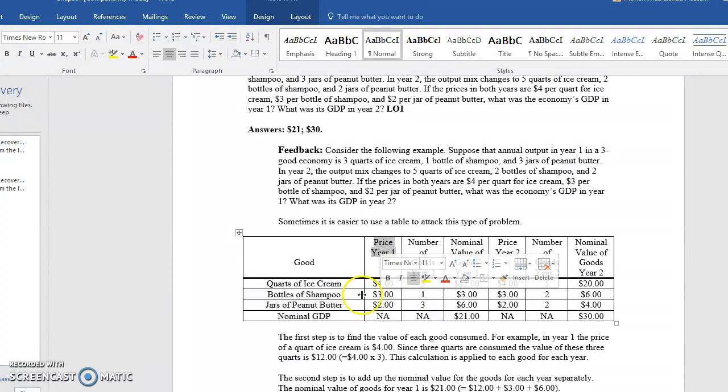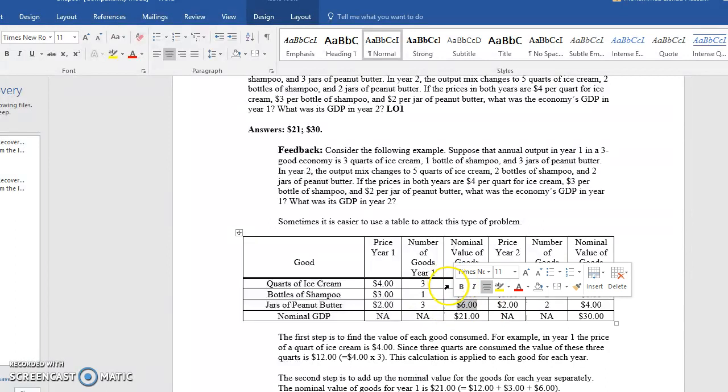So first row is quarts of ice cream. Every quart of ice cream is $4, and they produce 3 units of those. So 3 times 4 is 12. And then the next row is bottles of shampoo. In year 1, price is $3 per bottle of shampoo, and they produce 1 unit. So 1 times 3 is 3 value, right? And then jars of peanut, price is $2, and they produce 3 jars. So 3 times 2 is 6.